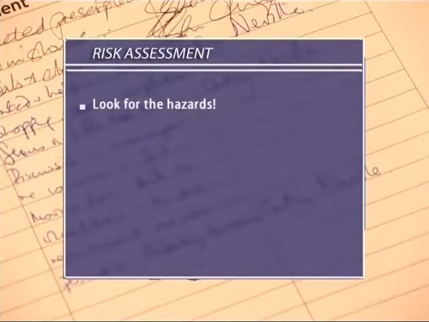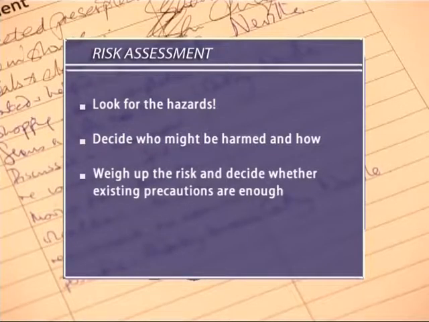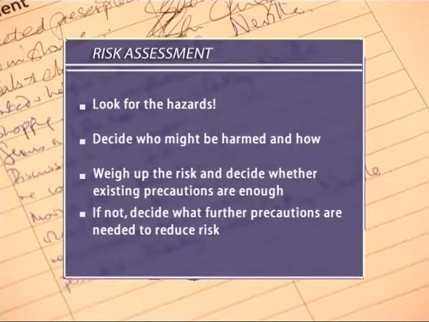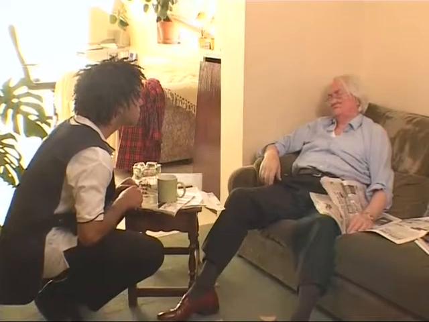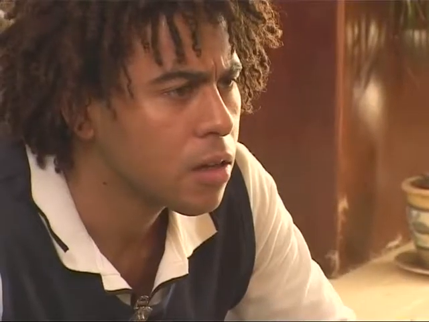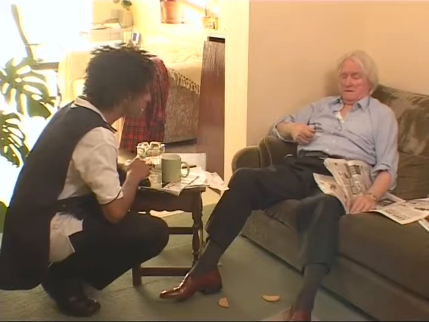Look for the hazards. Decide who might be harmed and how. Weigh up the risk and decide whether existing precautions are enough. If not, decide what further precautions are needed to reduce risk. Record your findings. On an ongoing basis, you should look out for any significant changes in the service user or their living environment since their original assessment. Has a service user become confused or violent, for instance? How high is the risk that they will injure themselves or another person? Any changes should be recorded in the risk assessment and the care plan updated.